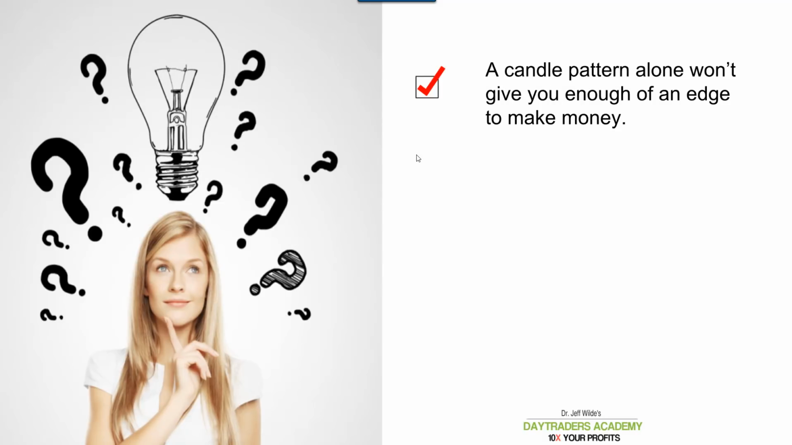Now this is a very big takeaway on all this stuff. You have to understand that a candle pattern alone won't give you enough of an edge to make money. There have been some studies where they looked at all the different candlestick patterns, and I think even the best ones maybe gave you a 57% edge. In other words, let's say you have a 50-50 chance of winning or losing. It might have been only like 57%, so just a 7% edge over the market. It's not a great edge alone.